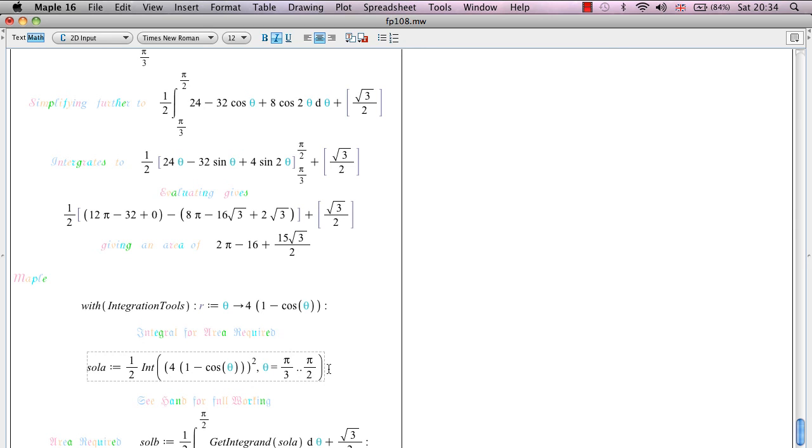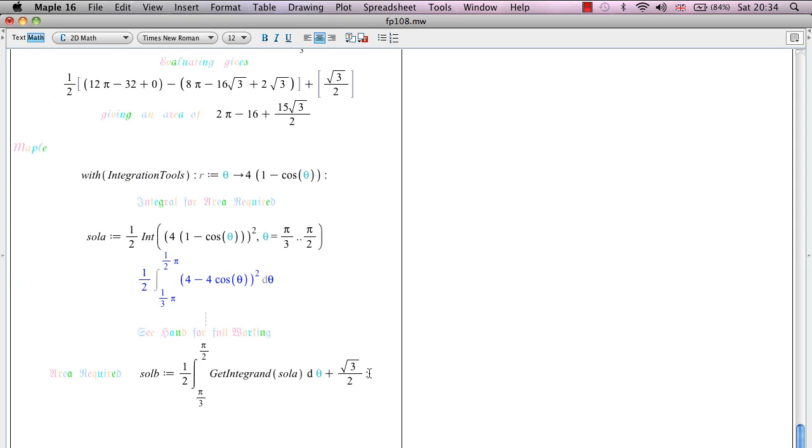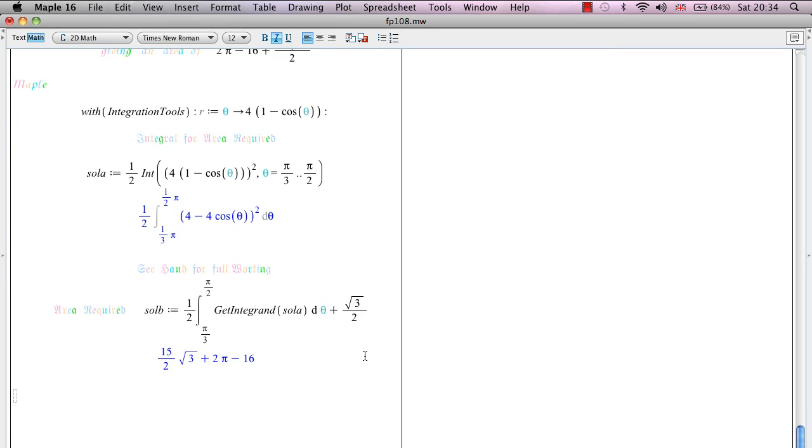So the integral for the area required, and then integrating and adding the area of the triangle, exact value required.